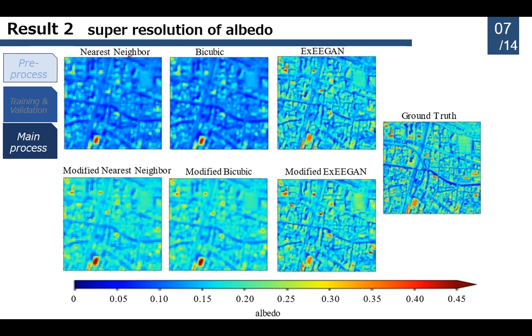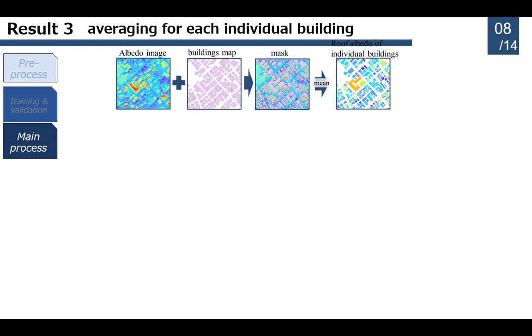Please remember that. Images from our model XE and modified EGAN look similar to ground truth, although nearest neighbor and bicubic look fuzzy in outline, as well as there is a very apparent bias without solar corrections. With these images and building footprint data, we extract the pixels within the building and average them for making the rooftop albedo.